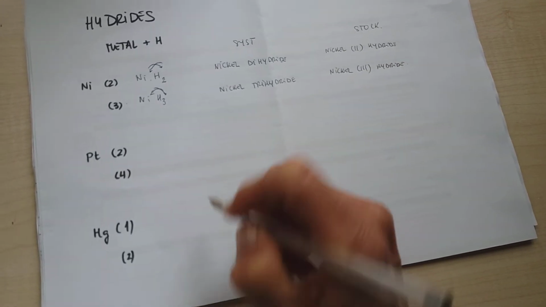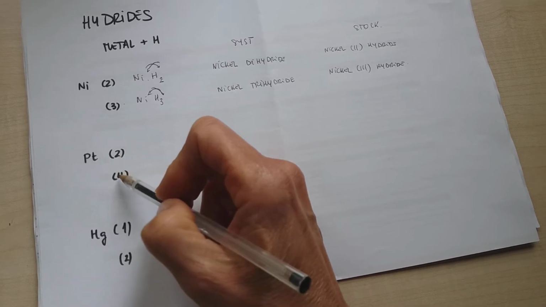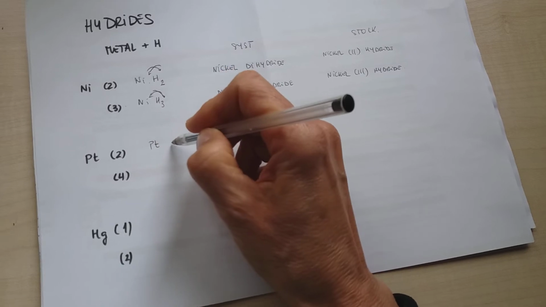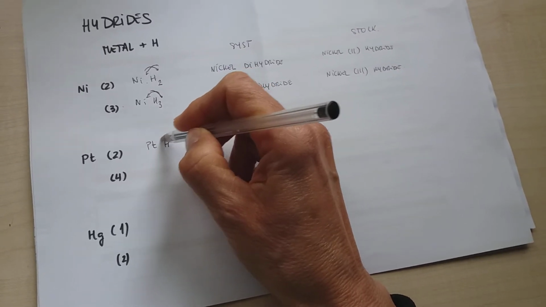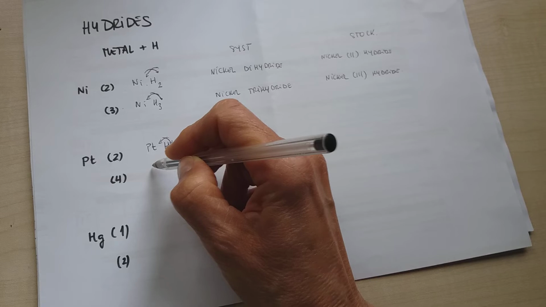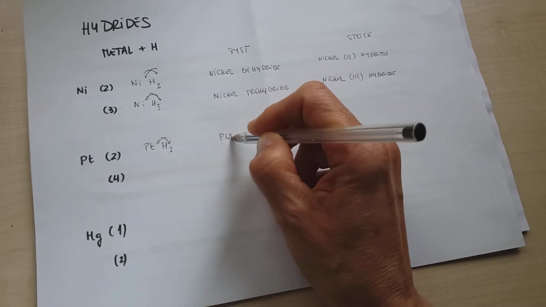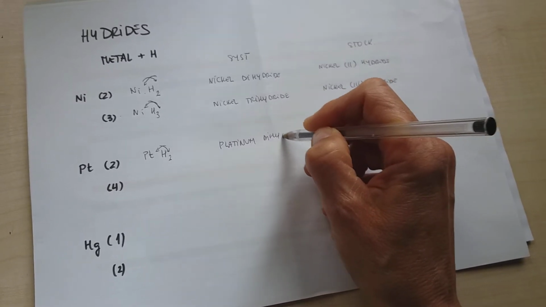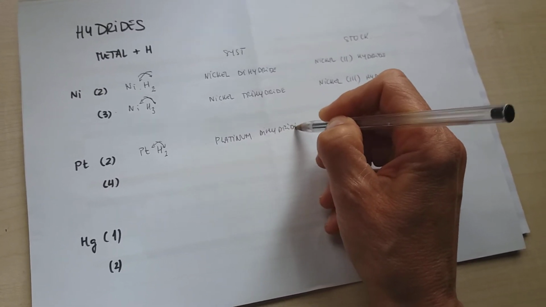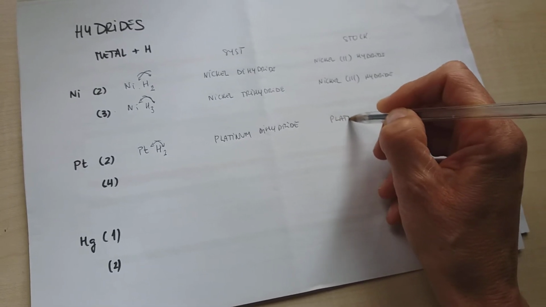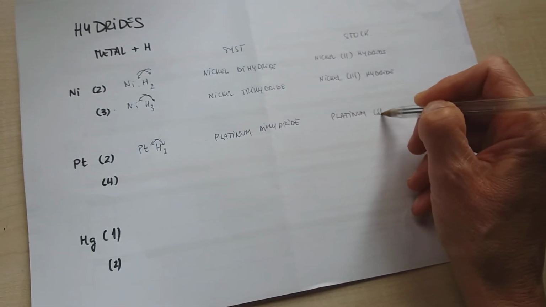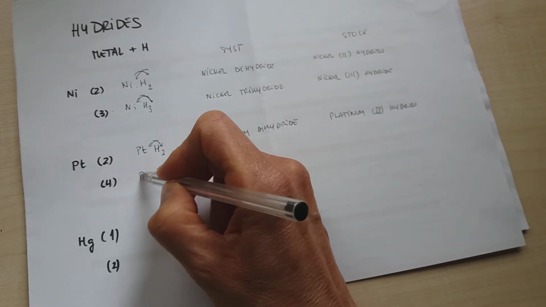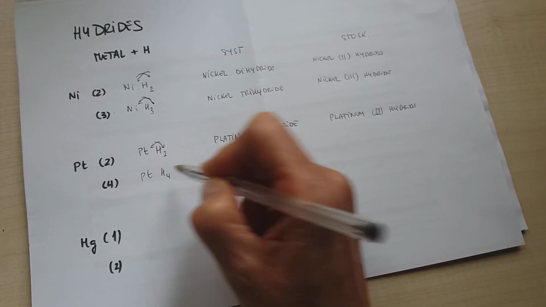Okay? If the metal is platinum, for example, it has oxidation numbers 2 and 4. It's going to be platinum and hydrogen, they exchange valences, this is going to be 2, and the name is going to be platinum dihydride, and platinum (II) hydride. In the case of platinum 4, it's going to be exactly the same, but with this oxidation number 4.